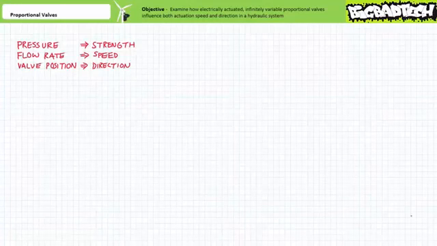I'm instructor Jim Pytel. Today's topic of discussion is proportional valves. Our objective is to examine how proportional valves influence both actuation speed and direction in a hydraulic system.